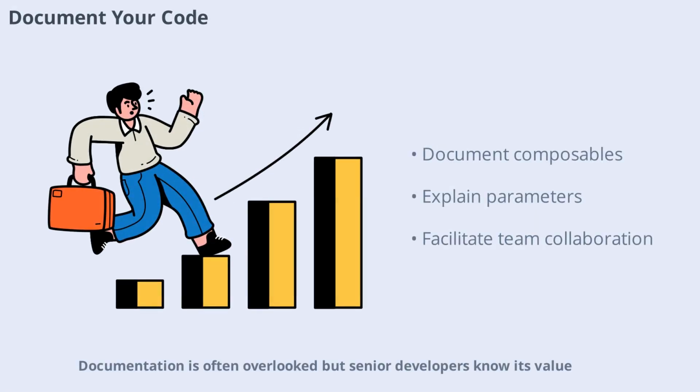Documentation is often overlooked, but senior developers know its value. They document composables, parameters, and expected behaviors. Good documentation helps teams collaborate and reduces onboarding time for new developers.